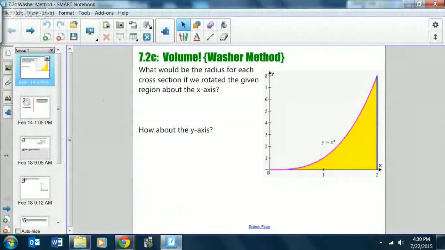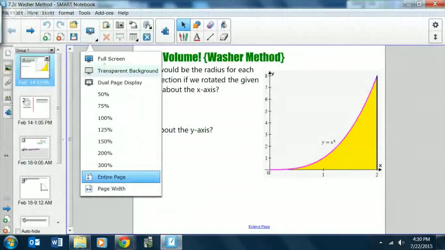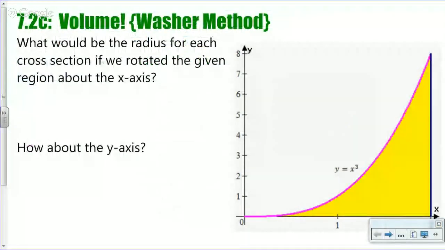Well, welcome back, everybody. We are on our last lesson of 7.2, still on volume. This is called the washer method. And what I'd like for you to do is take a look at the graph I have. I have the graph of y equals x cubed, graphed from x equals 0 to x equals 2.